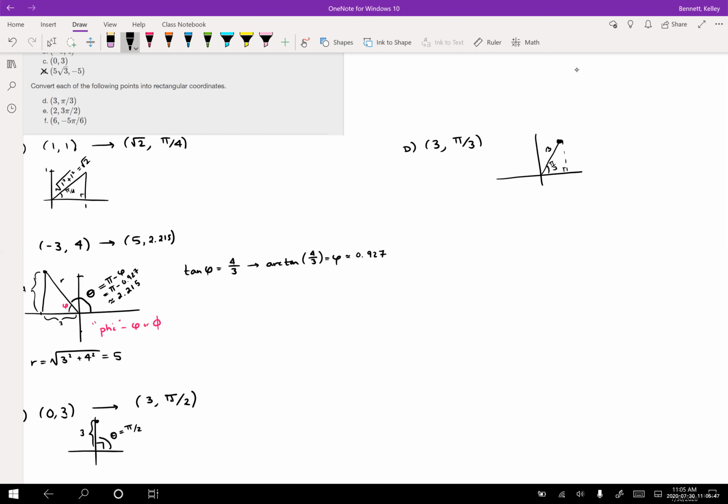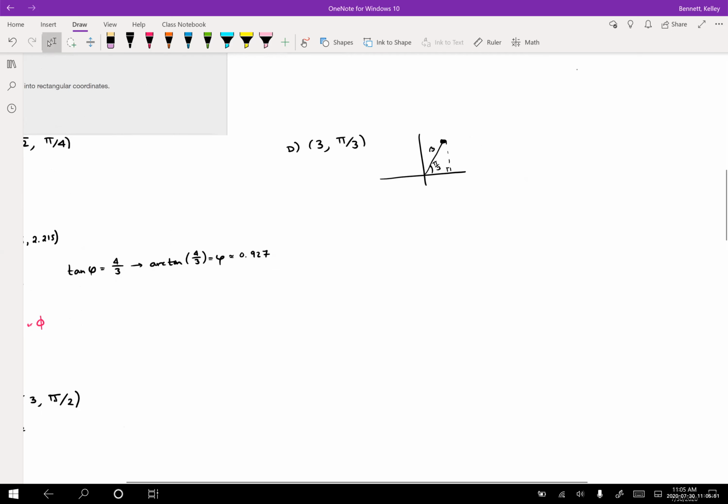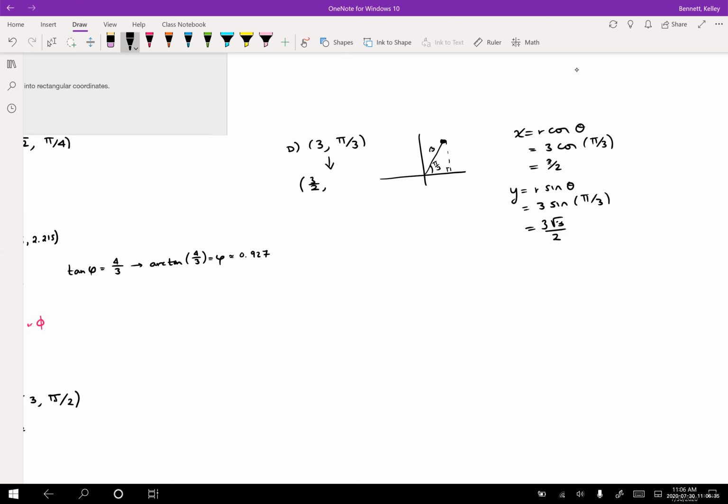I could also do it algebraically, so let's show that. We know that x equals r cosine theta. So for us, 3 cosine pi thirds. And so cosine of pi thirds is 1/2, so I get 3/2. And then y equals r sine theta. So I get 3 times sine of pi thirds, sine of pi thirds being root 3/2. So this guy becomes 3/2 comma 3 root 3/2.